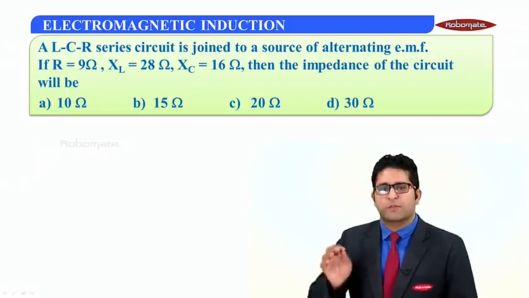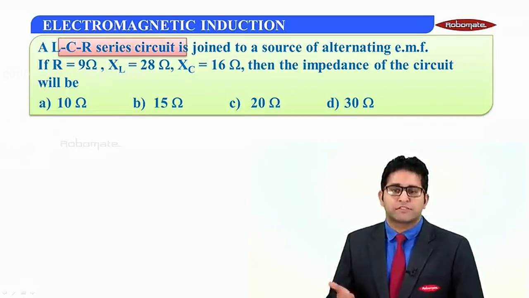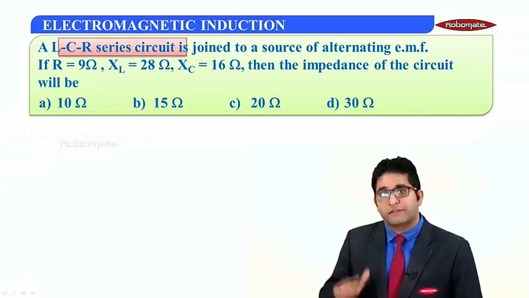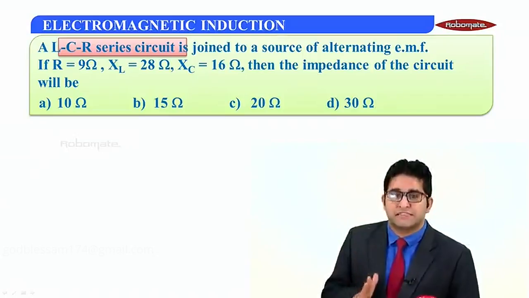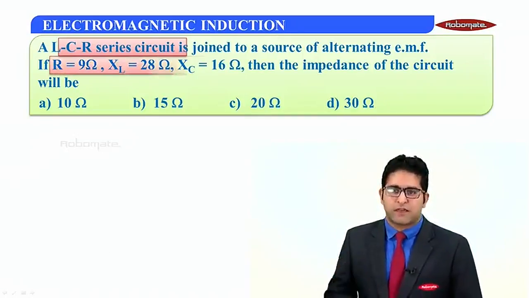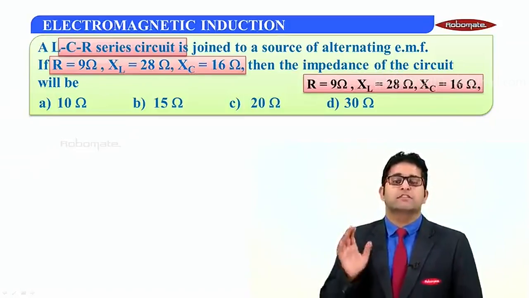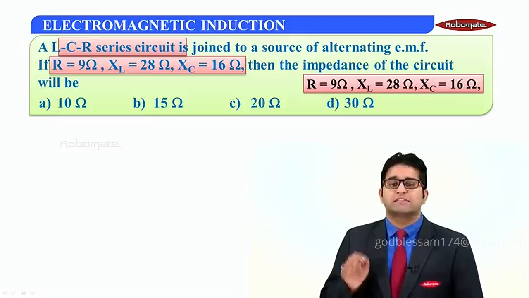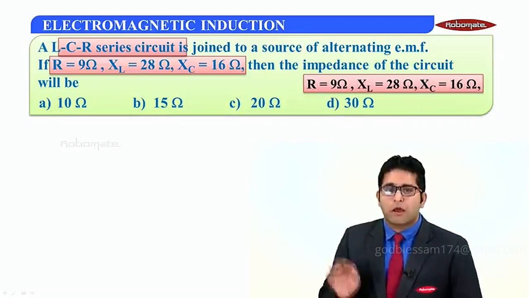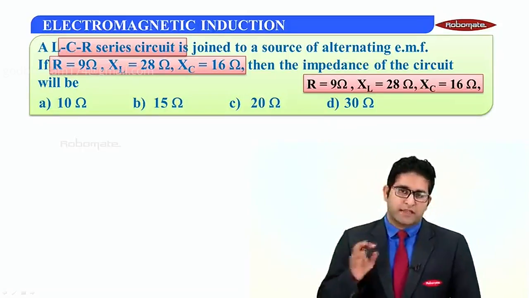So students, over here we are provided with an LCR series circuit, right? And in this case the value of resistance, the value of inductive reactance that is XL and the value of capacitive reactance that is XC is provided to us. That means the values of R, XL and XC are provided. And what are we supposed to find? Here we are supposed to find out the value of impedance. So students, what do you mean by impedance? It is nothing but the overall opposition which is provided by an LCR series circuit to an AC source.